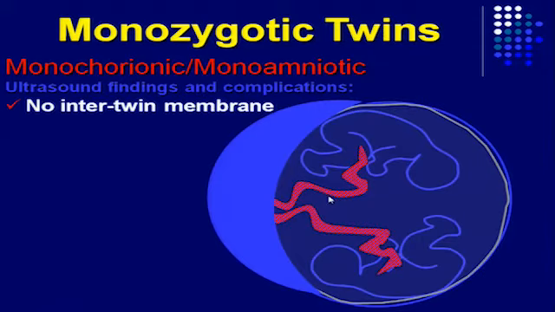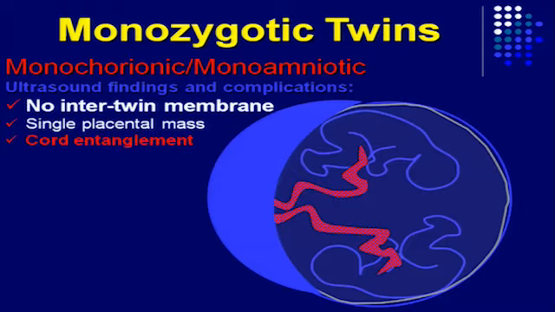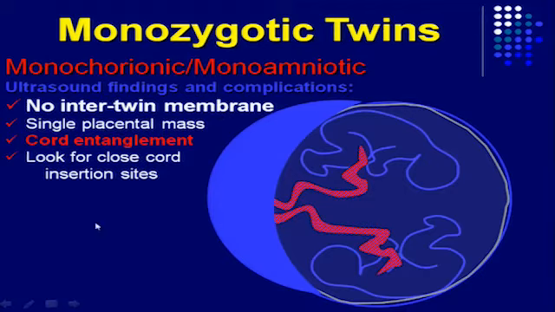So ultrasound findings, no intertwin membranes. Make sure you're looking for that membrane very closely. Make sure you're not missing a monodi pair. No intertwin membrane. Cord entanglement is their highest complication, so look for the close insertion sites into the placenta.